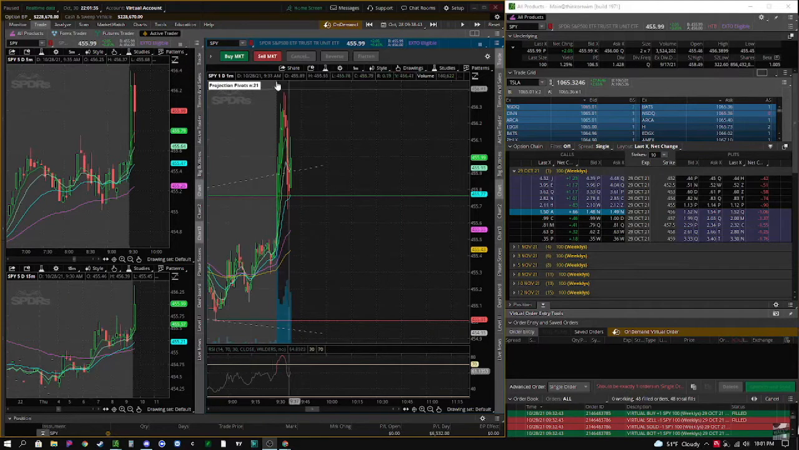So I'm going to start the video with SPY. SPY is going to be your go-to for learning how to trade. It's a very consistent stock. It's easy to read. It has good liquidity and price range.